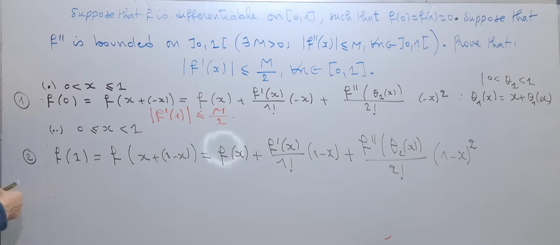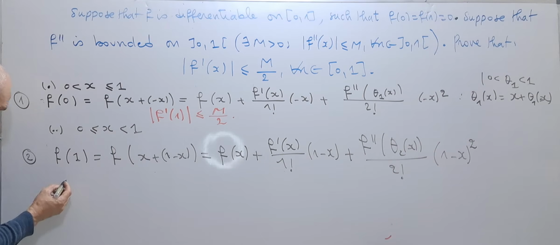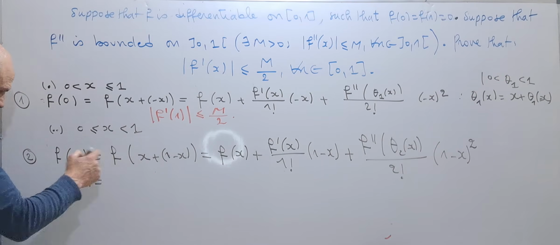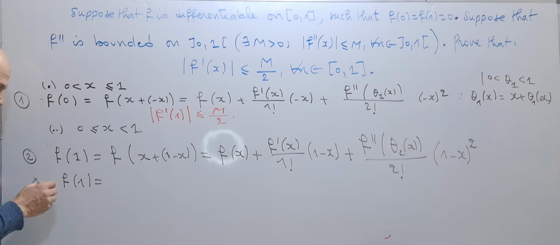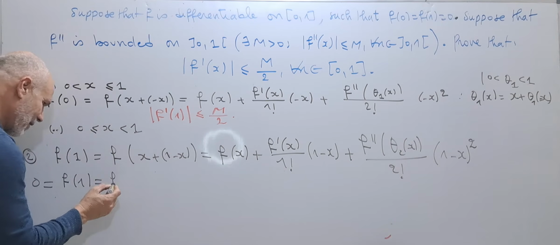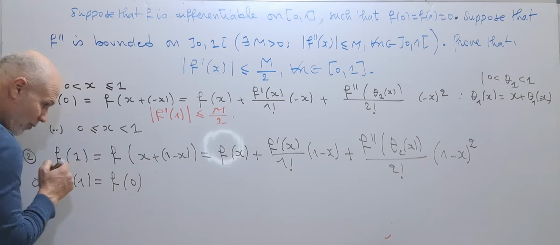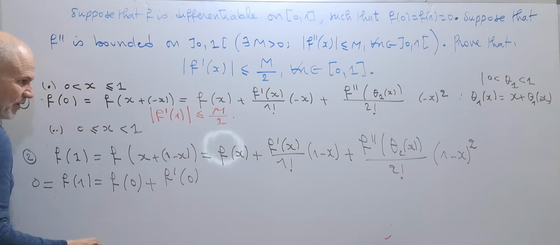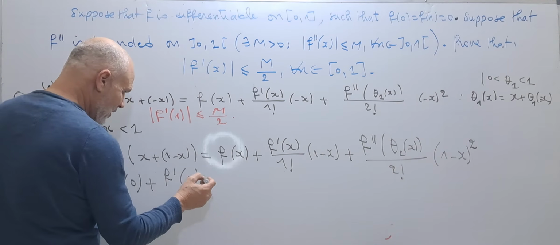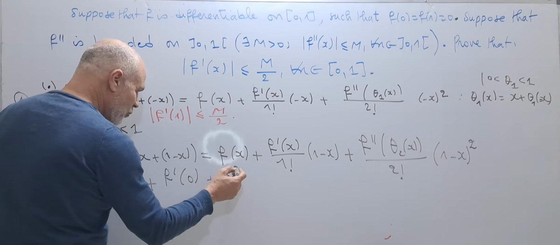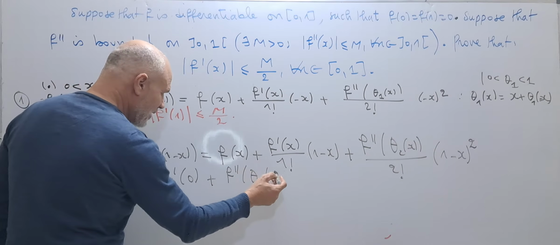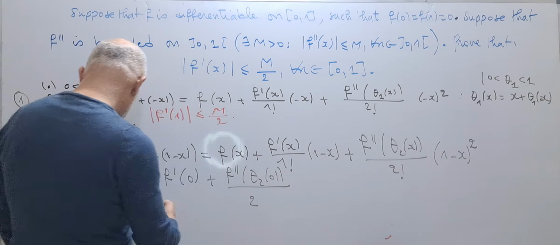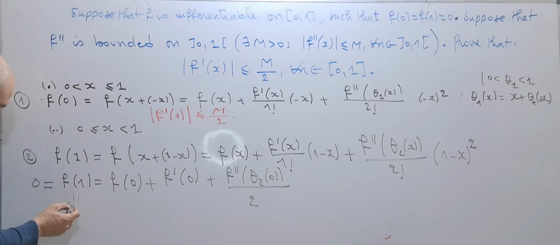Here we have f of 1. We take x equal to 0. This is equal to 0 by hypothesis. And from this side, this gives f of 0, which is equal also to 0, plus f prime of 0 over 1 factorial times (1 minus 0), so times 1, plus f double prime of theta 2 of 0 over 2 times (1 minus 0) squared, so times 1. This is equal to 0. This is 0, this is 0.